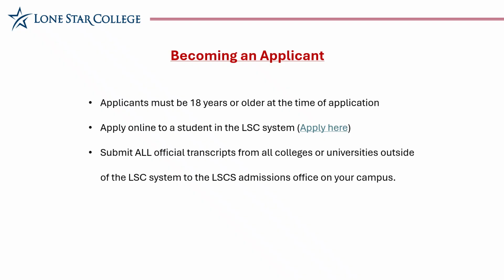So becoming an applicant, you need to be at least 18 years old at your time of application. If you are not a student of Lone Star College, make sure you apply to Lone Star first because you will need a student ID to be able to complete the application. If you have courses from any other college or university outside of the Lone Star system, you will need to make sure you submit those to our admissions office.